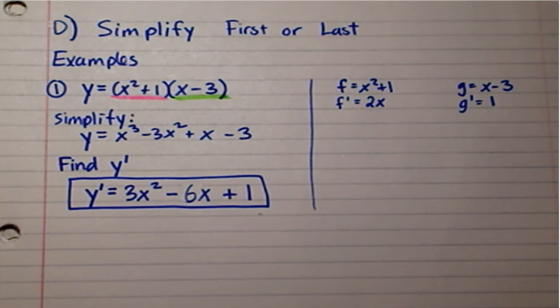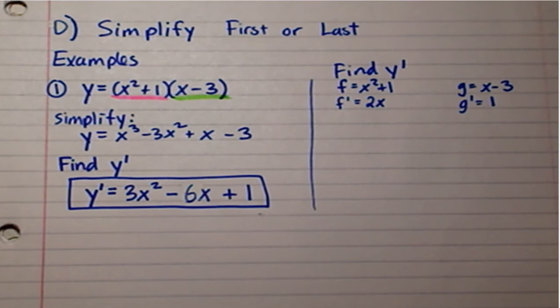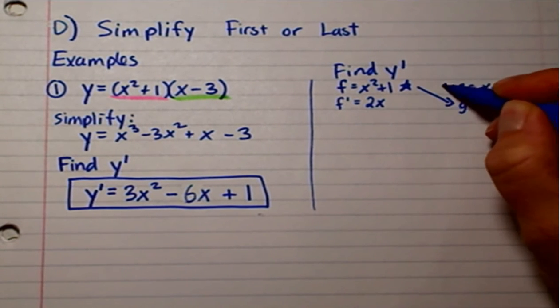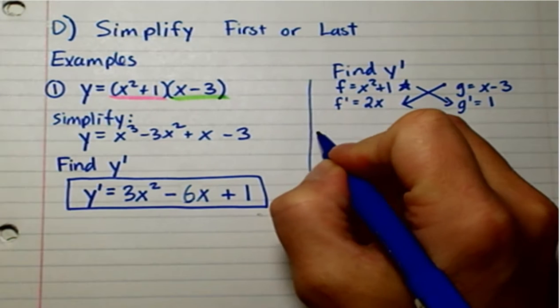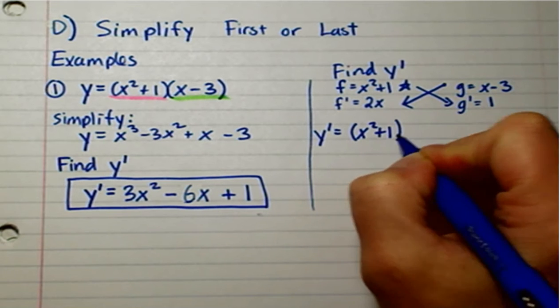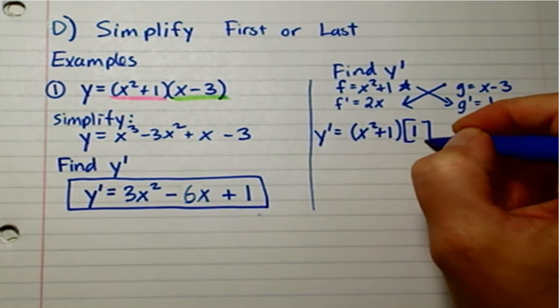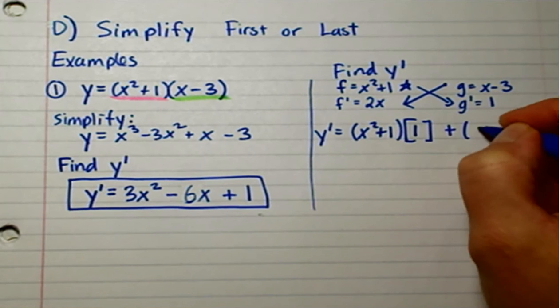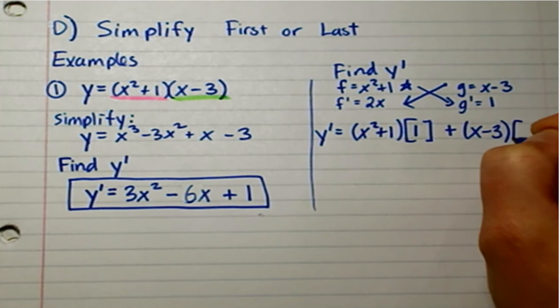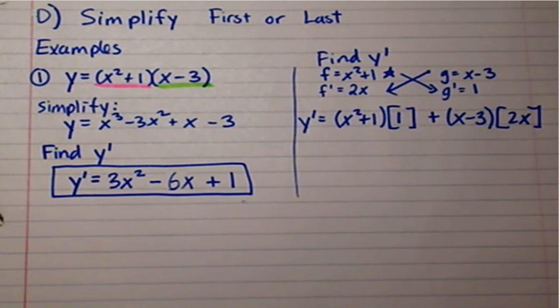Because I see a product, the first thing I'm going to do is find y prime. So I'm going to set up the product rule. So here's my start. Multiply, multiply. All right, y prime is the first times the derivative of the second, plus the second times the derivative of the first. Okay, there's my rule.